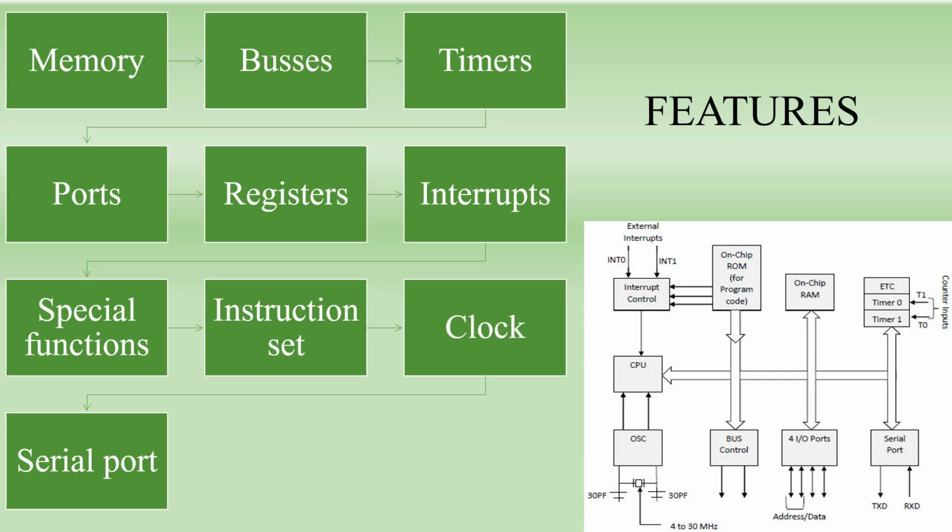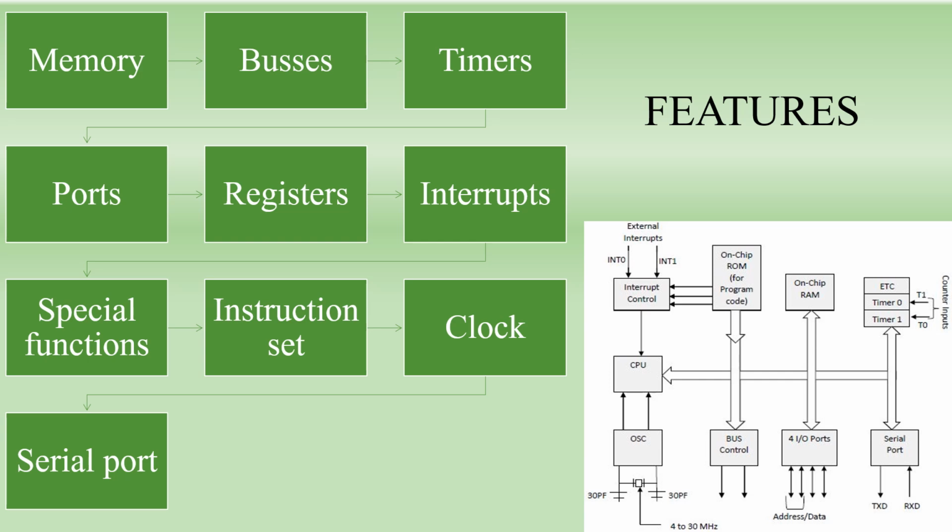Next is buses. So buses, you have 8-bit bidirectional data bus and 16-bit unidirectional address bus. So 8-bit and 16-bit you have. 8-bit is bidirectional, 16-bit is unidirectional address bus. And timers. We have two 16-bit timers, that is timer 0 and timer 1. You have ports. 4 8-bit input output ports, P0, P1, P2, P3. And next is registers. So here we have 4 register banks and each is 8-bit. And there are 32 bytes of general purpose registers.